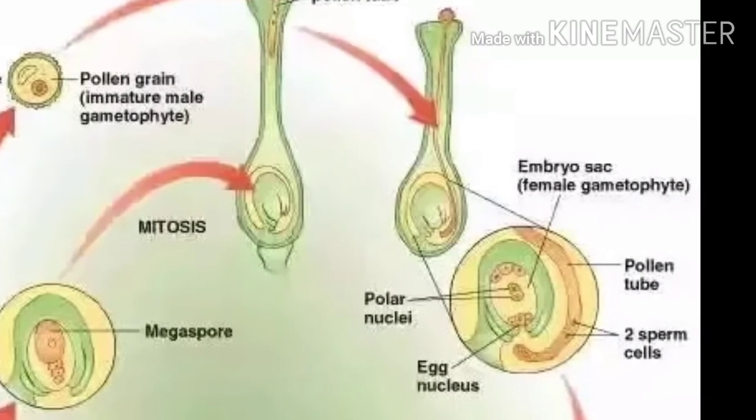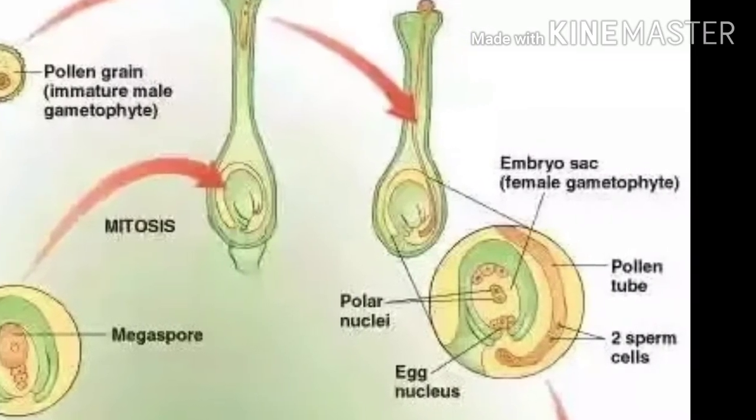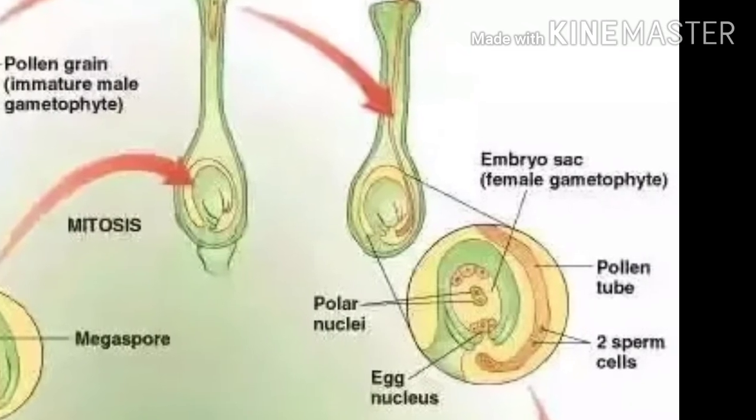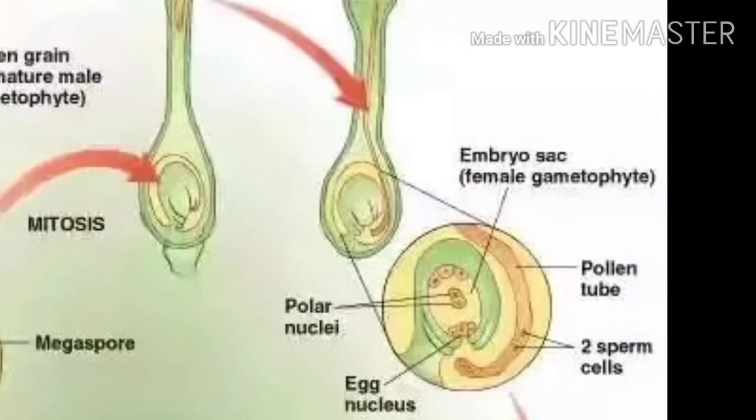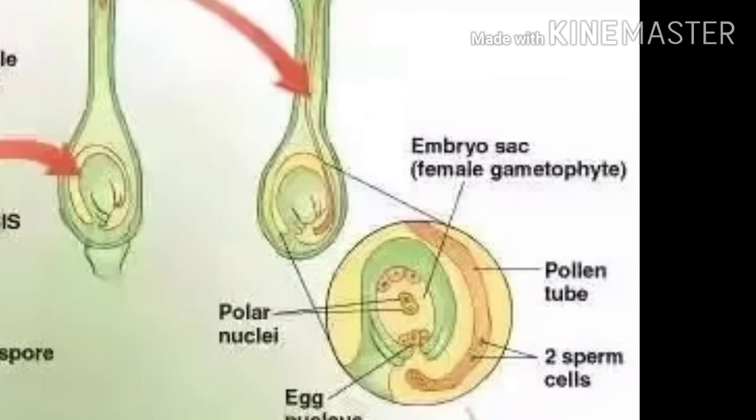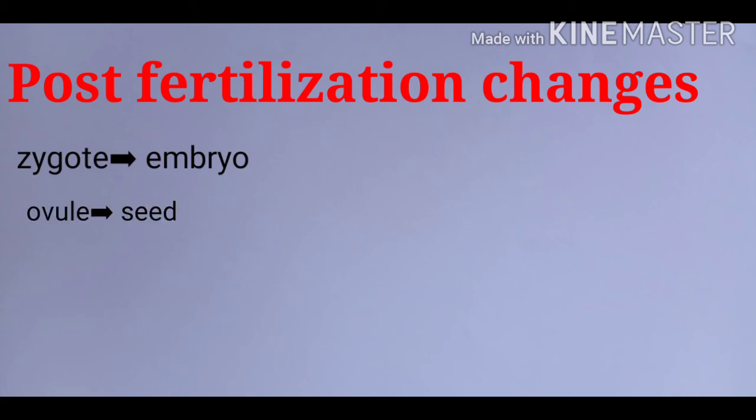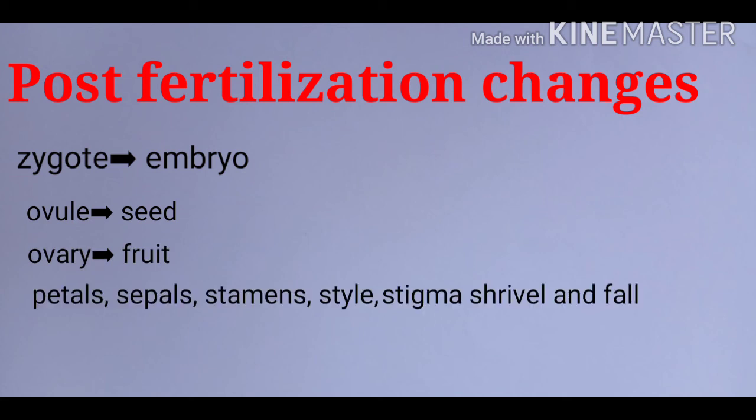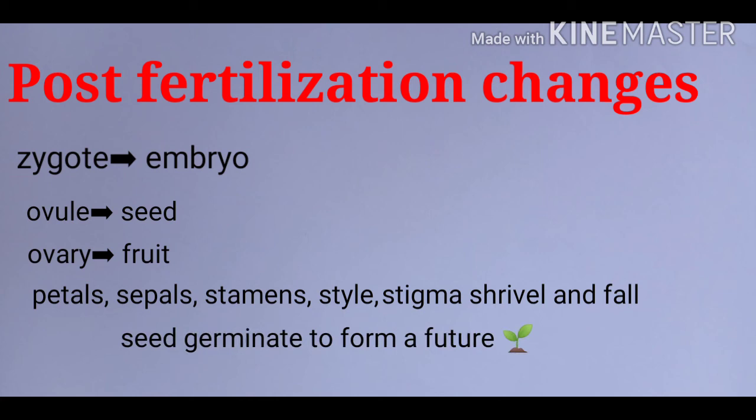After the pollen lands on a suitable stigma, it has to reach the female germ cells which are in the ovary. For this, a tube grows out of the pollen grain and travels through the style to reach the ovary. Now, after fertilization, the zygote divides several times to form an embryo within the ovule. The ovule develops a tough coat and is gradually converted into a seed. The ovary grows rapidly and ripens to form a fruit. Meanwhile, the petals, sepals, stamens, style, and stigma may shrivel and fall off. The seed contains the future plant or embryo which develops into a seedling under appropriate conditions. This is called germination.